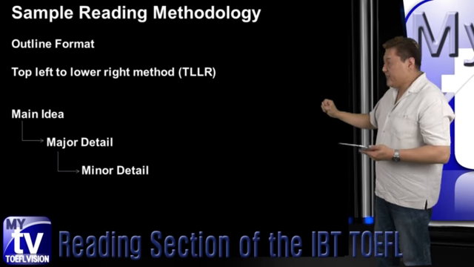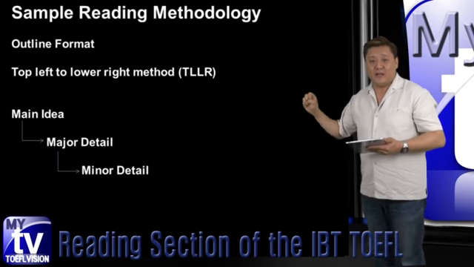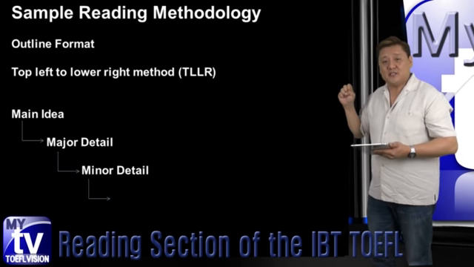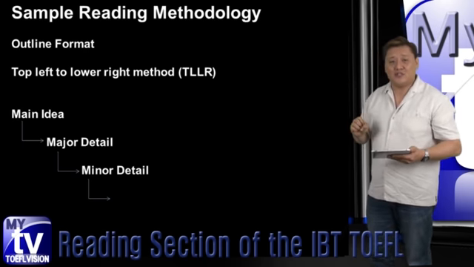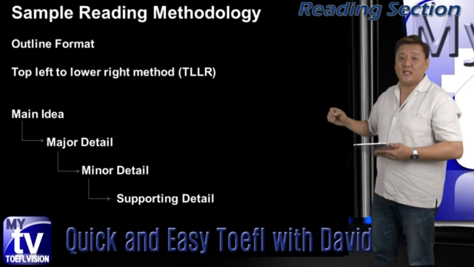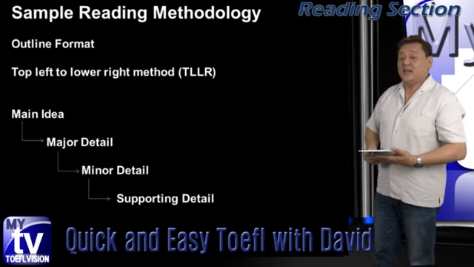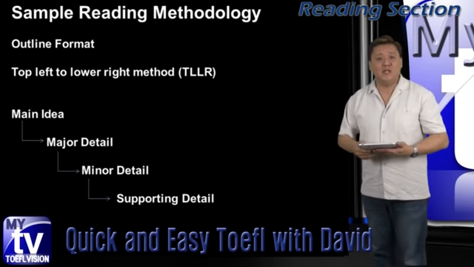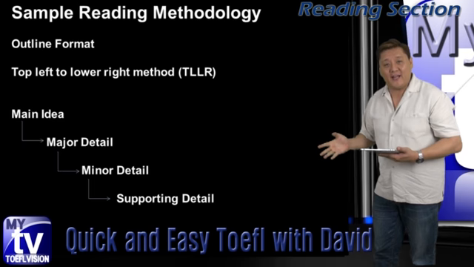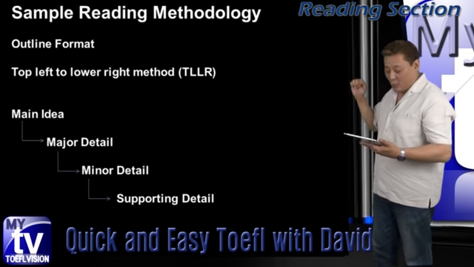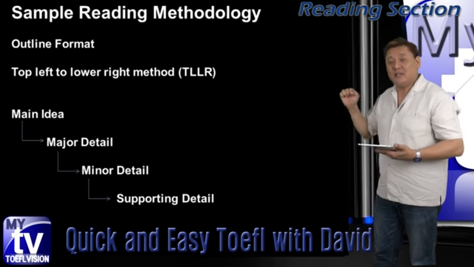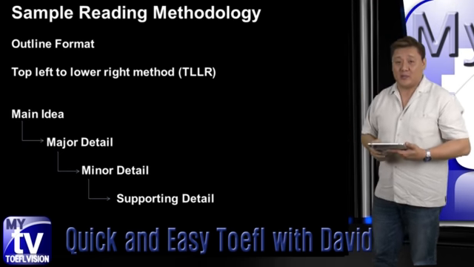Then, whatever the minor detail we're talking about, examples or illustrations that support the minor detail are called supporting details. And those supporting details are really, really important. Not really for TOEFL, but for regular stuff. I'm going to tell you why TOEFL doesn't really care about supporting details, but it is important that we know about the supporting detail.